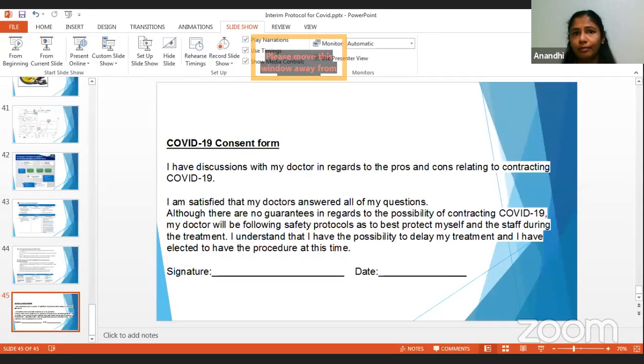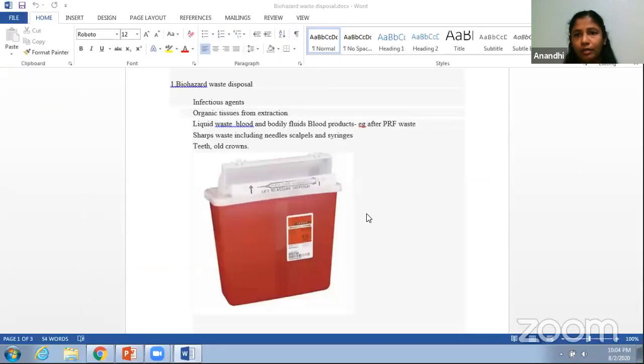And Dr. Manohar wanted me to go over some biohazard waste. That itself is a full topic by itself, but I just wanted to go over what I normally do in my clinic. The biohazard waste is mainly the infectious agents or any organic tissue, from extraction or liquid waste from blood.